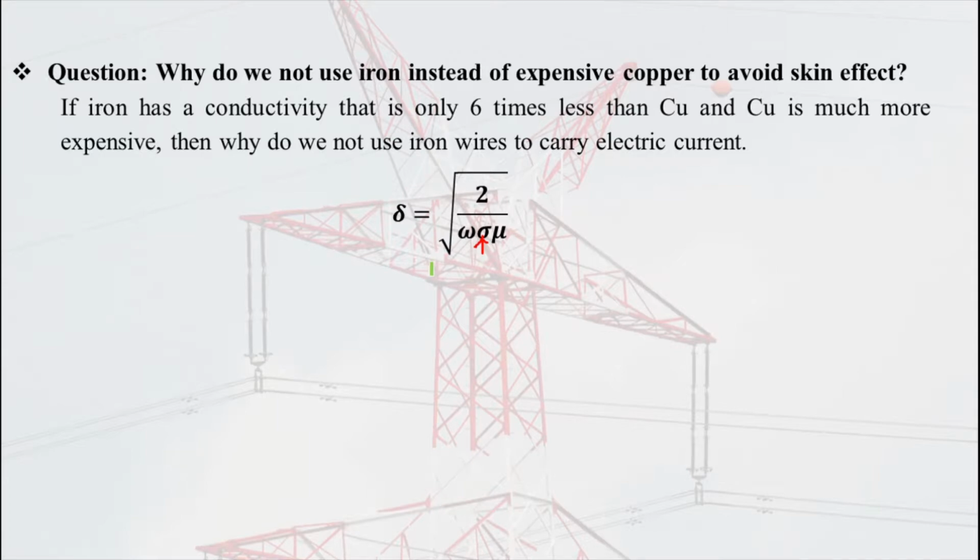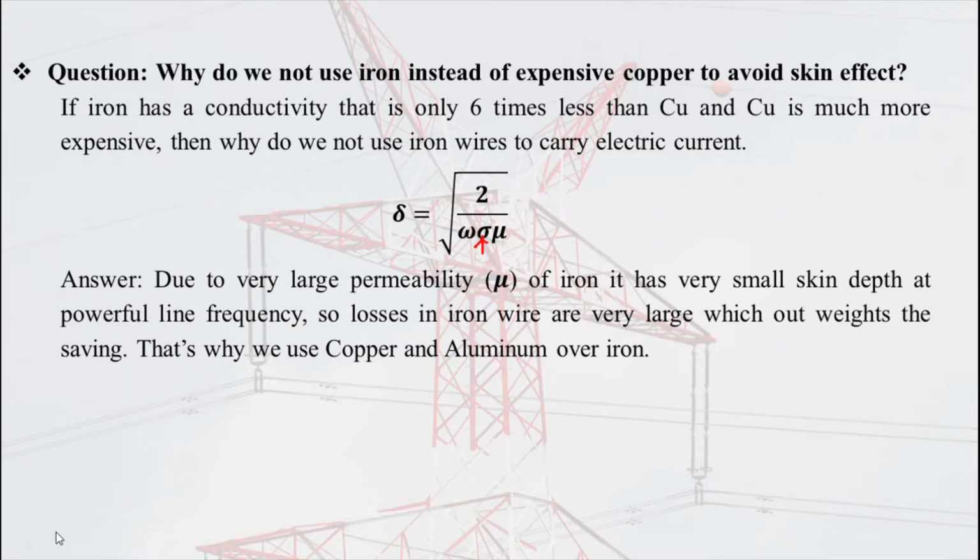The answer to this question is, we know that delta is equal to under root of 2 by omega sigma mu, where sigma is conductivity and mu is permeability. For iron, the matter of concern is permeability, and iron has very high permeability. Due to the high permeability of iron, it has very small skin depth. At power frequencies, losses are very large in case of iron, which outweighs the saving in material cost. That's why we use copper or aluminium, and we do not use iron because it has high permeability. And when frequency is high, the combined effect of frequency and permeability will decrease the skin depth to a very small value.